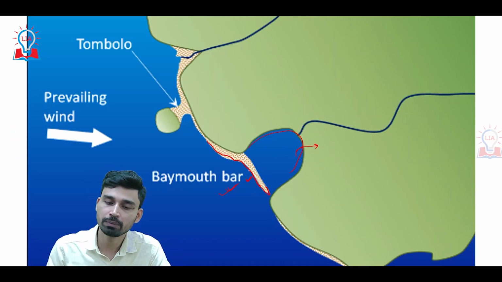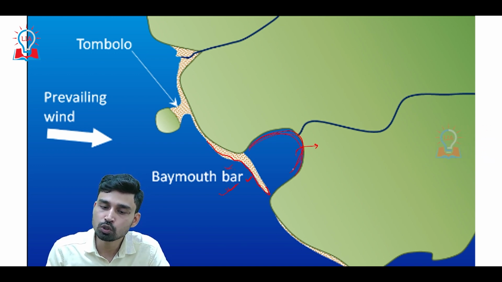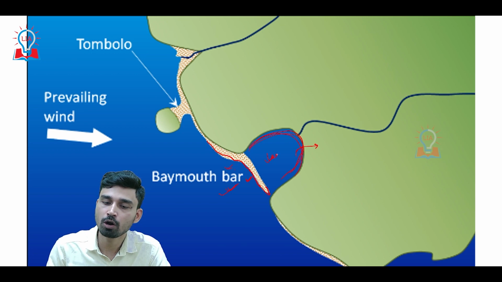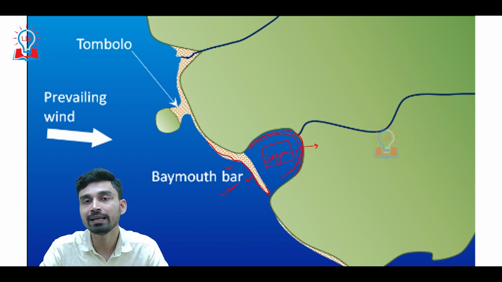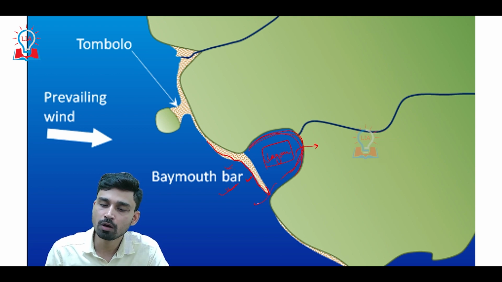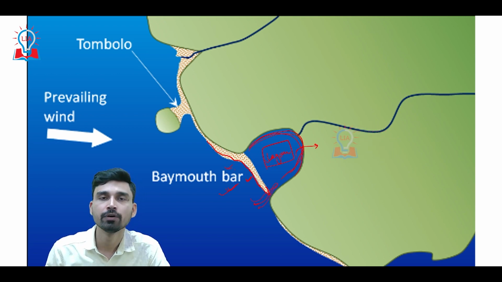As you can see from this particular picture, this is our bay, this is the bay mouth bar, and this enclosed water body that is developing here can be called a lagoon, which is a type of coastal lake surrounded by land on all sides but has a small narrow inlet and outlet from the sea.